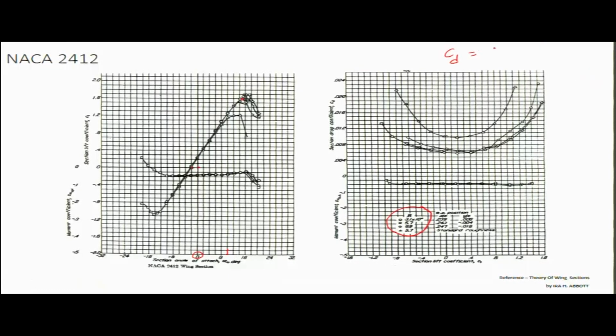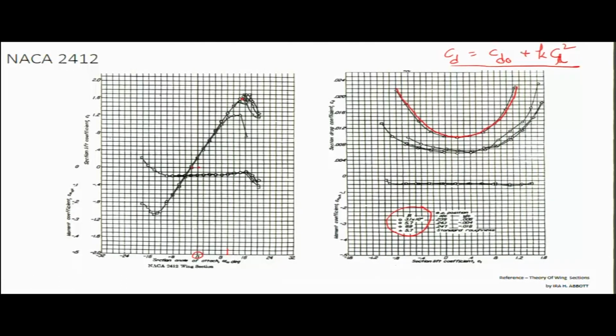CD is equal to CD naught plus K Cl square. Right? Now this particular plot represents the variation of CD with Cl. It's almost a parabolic variation. So this particular equation, this formulation, will definitely fit this data, whatever internal data that you obtained here.